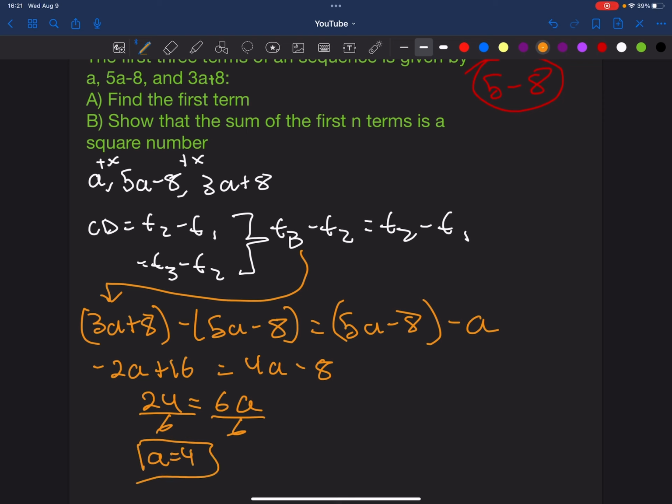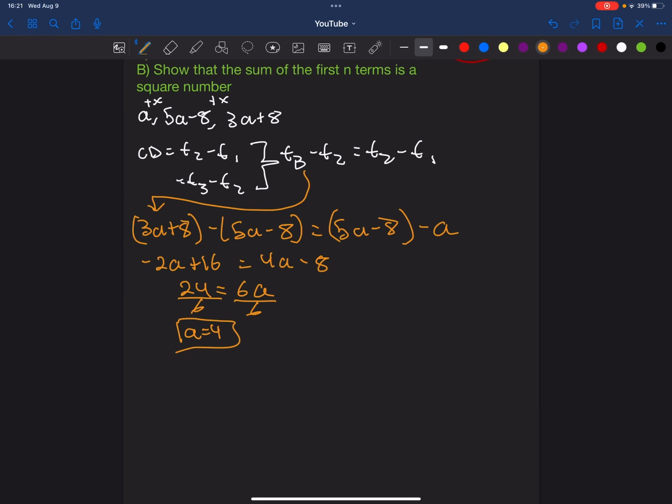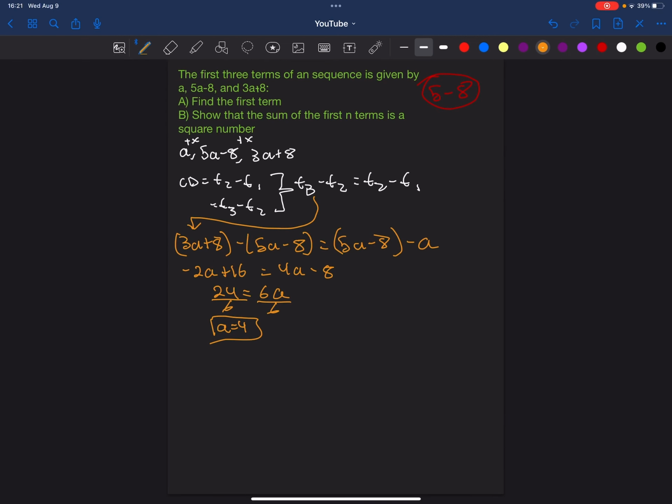So now that we found the first term a, the next thing they want us to do is to show that the sum of the first n terms is a square number. So if they want us to do that, we know we're going to be using the sum formula to prove that. So we're going to be using this formula. Sn is equal to n divided by 2 times 2a plus n minus 1 times d. Okay? So far we know the value of a, but we don't know the value of d. Okay, so the next step is to find the value of d.